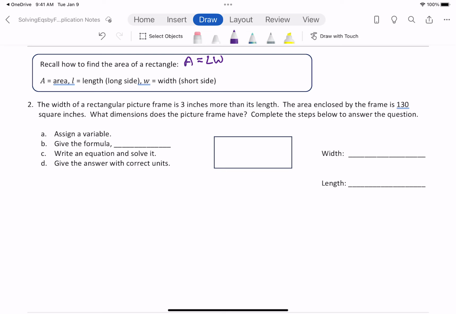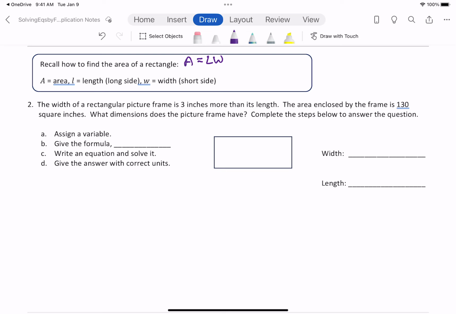So if we look at this second problem, it says the width of a rectangular picture frame is 3 inches more than its length. The area enclosed by the frame is 130 square inches. What dimensions does the picture frame have? So we want you to follow through all of these steps to be able to get full credit for this question. The first one says to assign a variable.